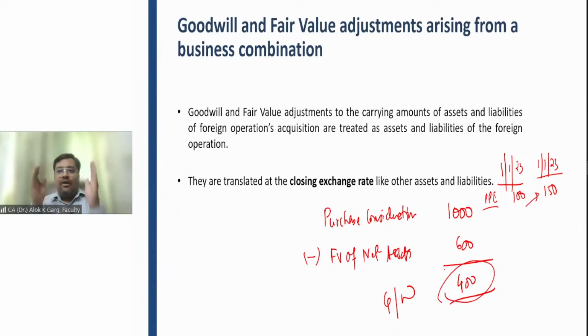So when you are consolidating, I'm not talking about the foreign exchange adjustment. First, I'm talking about the consolidation and business combination.